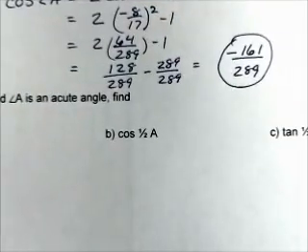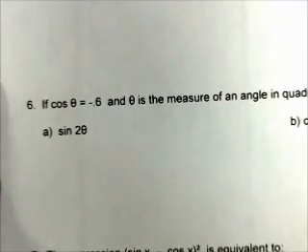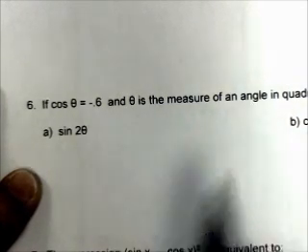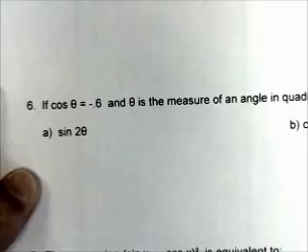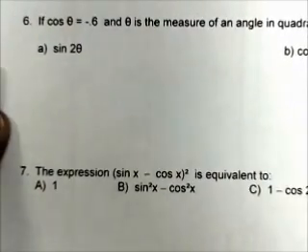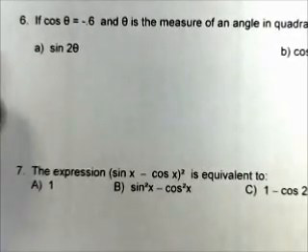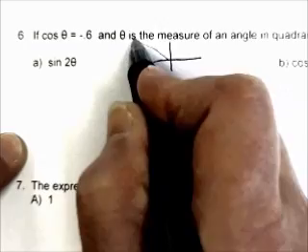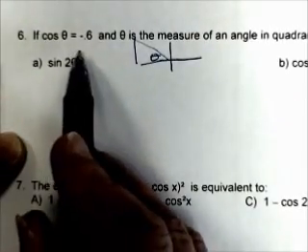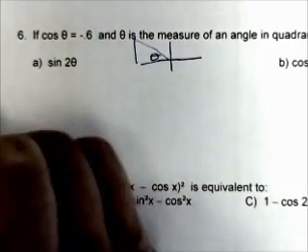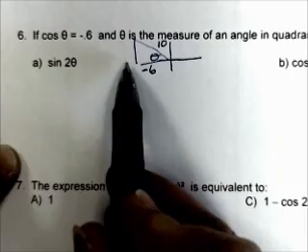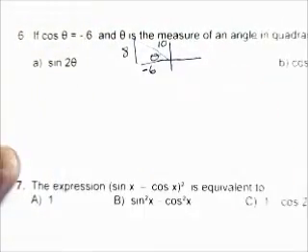Number 5 are all half angle questions, so we'll save that for tomorrow. Let's go on to number 6. If cosine of theta equals negative 0.6, and theta is a measure of an angle in quadrant 2, find sine of 2 theta, cosine 2 theta, and tangent 2 theta. And by all means, you are welcome to pause the video and try these on your own. We are in quadrant 2. There's our theta in quadrant 2. And cosine's negative 0.6, so that's negative 6/10, right? So we can put negative 6, hypotenuse 10. The opposite side would be 8, since this is a 6, 8, 10 triangle.